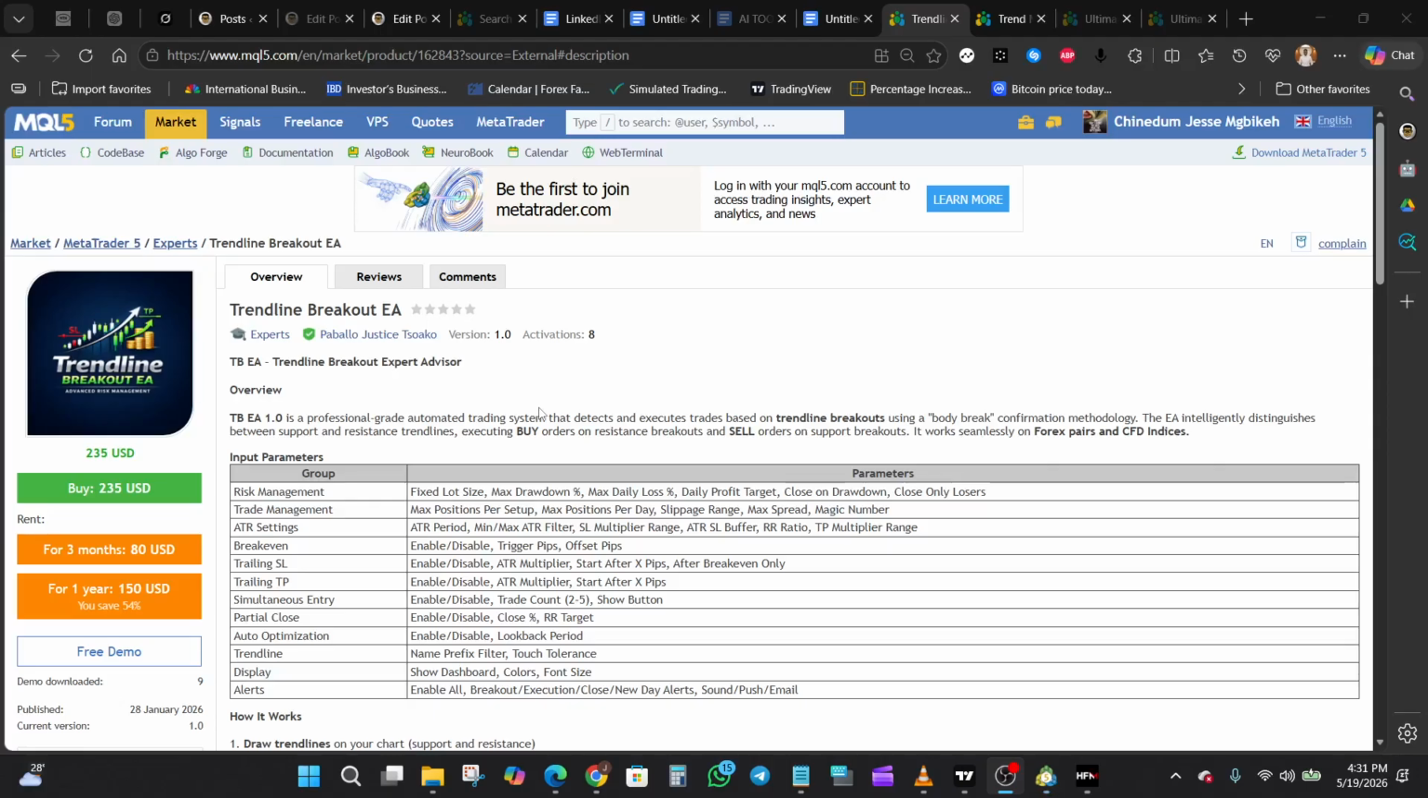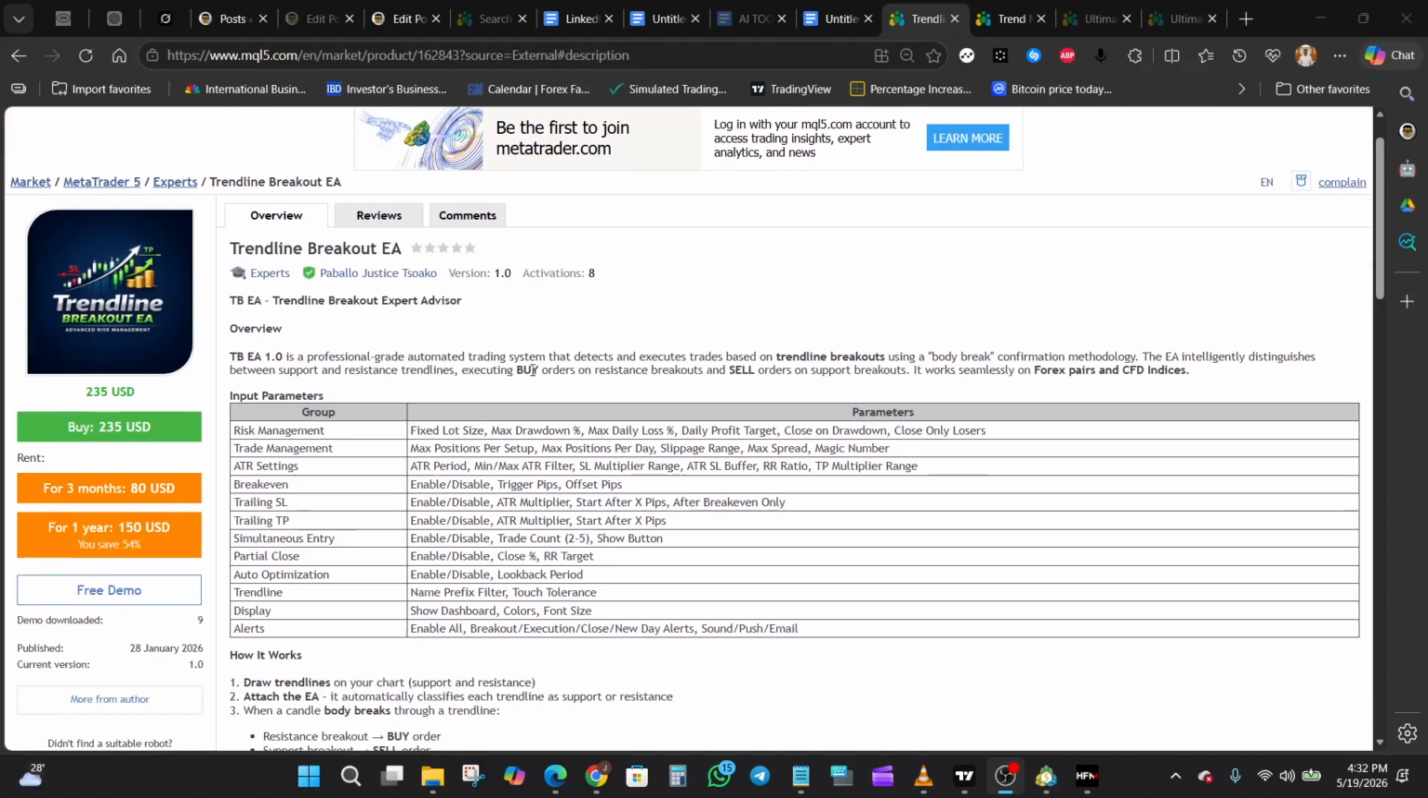Now, jumping into this review, this is the Trendline Breakout EA for MT5 developed by Pablo Justice Suaco. Right here on the MQL5 marketplace page, I can see it's currently priced at 235 US dollars with rental options available as well, around 80 US dollars for 3 months and 150 US dollars for a yearly plan. The version listed here is 1.0, so this looks like an early release, and at the moment there are a limited number of activations shown as well, just 8 activations at the time of recording.